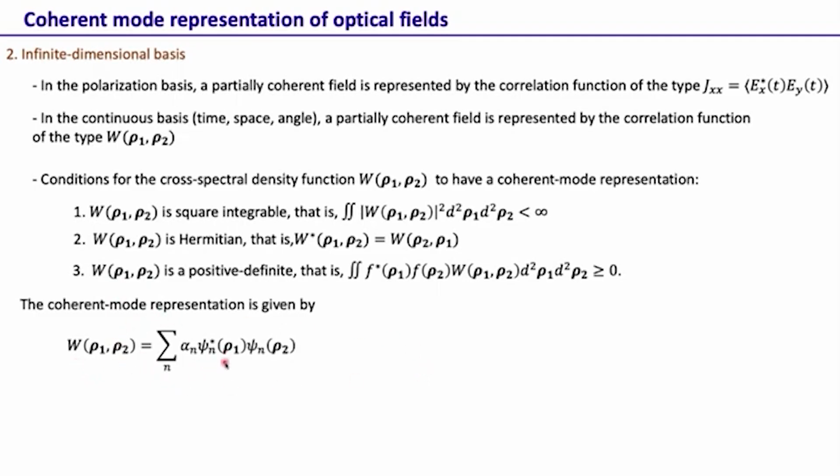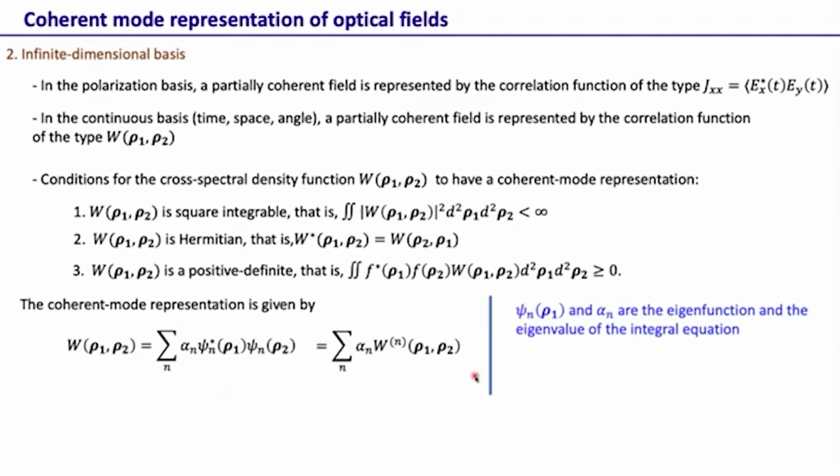Now what are psi star n and psi n? These psi n are the eigenfunctions and the eigenvalues of the following integral equation. I won't go into solving this equation, but we solve this integral equation for the eigenfunction psi n and the eigenvalue alpha n, and then in terms of those eigenvalues and eigenfunctions, this W can be written as the sum of alpha n psi star n(rho1) psi n(rho2).